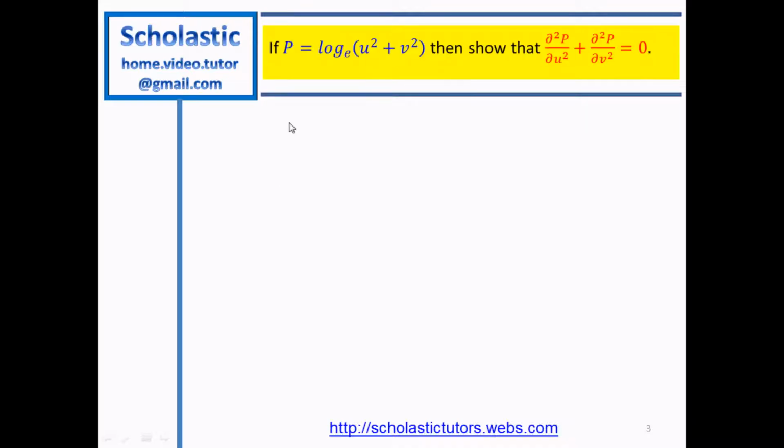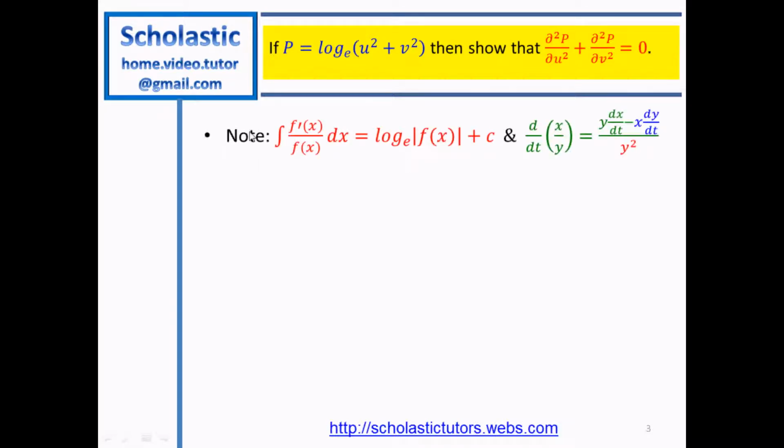First, it is given P is equal to log e to the base u squared plus v squared, but what we need to find out is the derivative of P with respect to u. So let's see some equations here. One formula is this. If you have a function f(x), and you differentiate f(x) in the numerator and have f(x) in the denominator, if you integrate this function, you get a log e function. In the same manner, if you differentiate the right hand side, you should get f dash x divided by f(x), where f(x) is the function inside this logarithmic function.